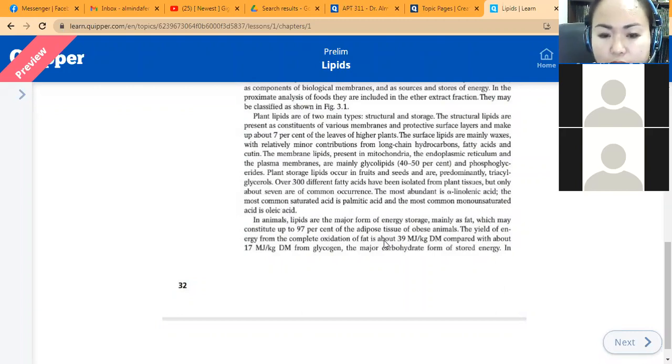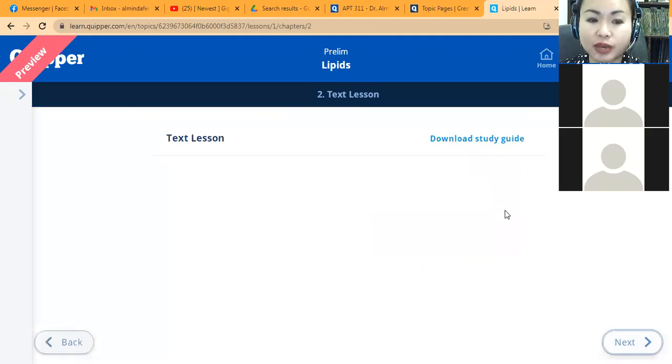Animal slaughter and processing. The energy yield from complete oxidation of fat is about 39 megajoules compared to 17 for glycogen, which is the major carbohydrate energy store. So it means the MJ of fats is greater compared to glycogen, which is the carbohydrate for animals.